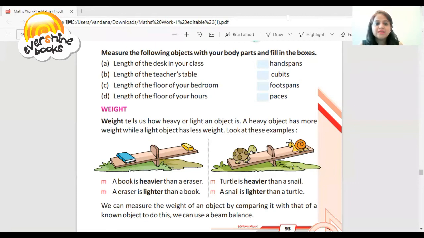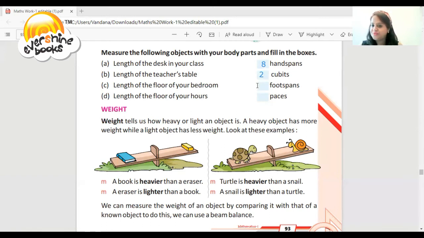So, students, the length of the desk in your class. Suppose or assume it is 8 handspans. Okay, students, the length of the teacher's table. How many cubits will we use to measure the length of the table? Only 2, according to me. So, write 2.